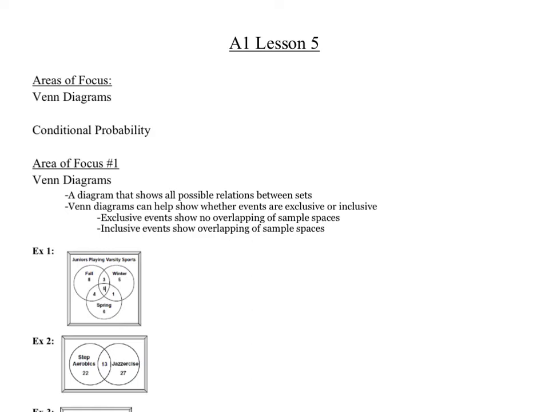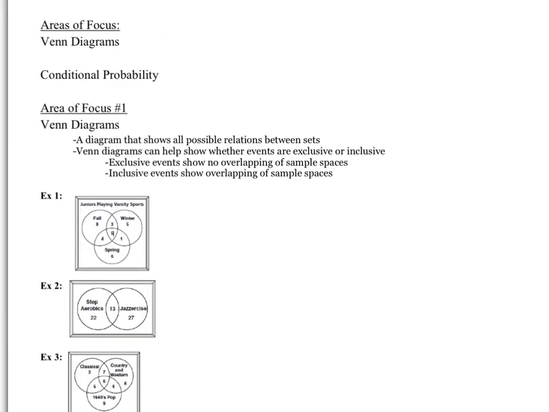Unit 6, Lesson 5. The two areas of focus we will discuss in this lesson are Venn diagrams and conditional probability. Now these are a little unique compared to everything we've discussed because we're talking about very specific situations, very specific ways of representing information. First and foremost is a Venn diagram.